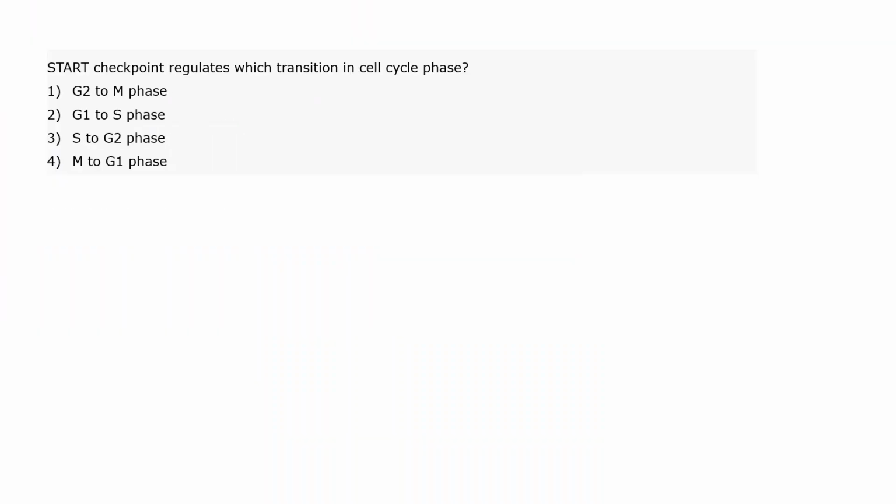Coming on to the next question. Start checkpoint regulates which transition in the cell cycle phase? Which might be the answer? G2 to M phase, G1 to S phase, S to G2, or M to G1 phase?